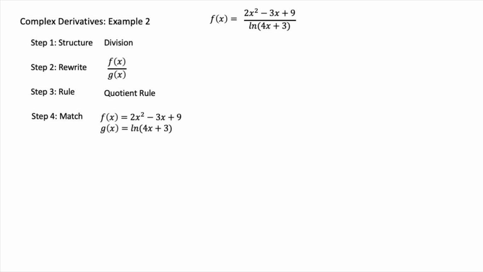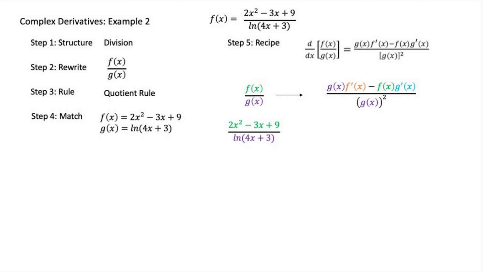Let's do the second example. The outermost structure is division, which we rewrite as f of x over g of x, and which matches the quotient rule. Now we match the different components. And now here's the recipe for us to refer to.